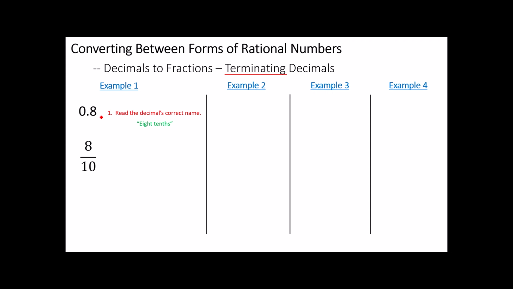If we use the right name, terminating decimals always give us a fraction very easily. And then all we have to do is put the fraction into simplest form.